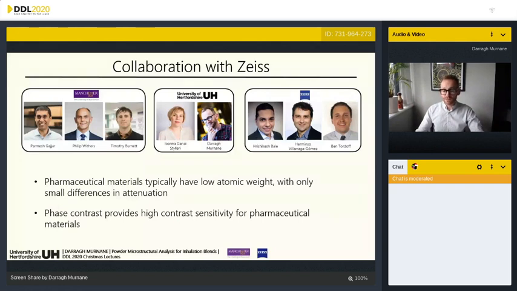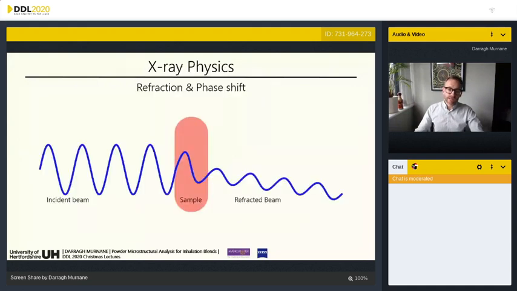So this collaboration with Zeiss was really looking at emerging X-ray physics approaches, that's possible because of their new optical setups. And this optical setup particularly is using the properties of X-ray refraction and phase shift, not just the absorption. So we can see the incident X-ray beam enters the sample, and due to refraction, there's an angle change of that refracted beam.